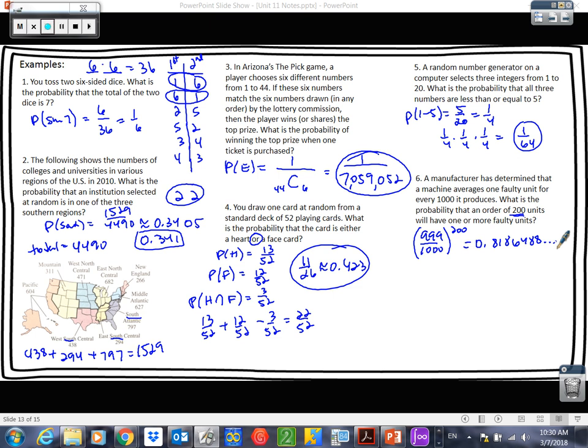I want one or more to be faulty. So I'm going to do the probability that at least one is faulty is 1 minus 0.8186488. So I subtract those and I get 0.181. That is the probability that one or more would be faulty. Okay? And if you wanted to do an experiment and you wanted to see if the other one turned out the same way, you could. That would be intense and take a really long time. But you could.